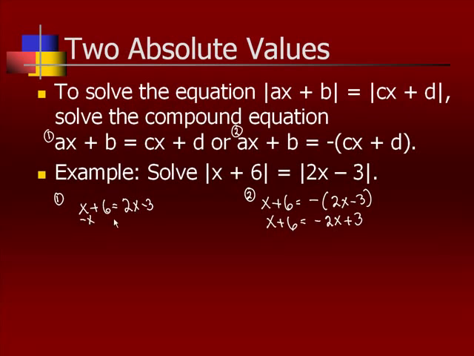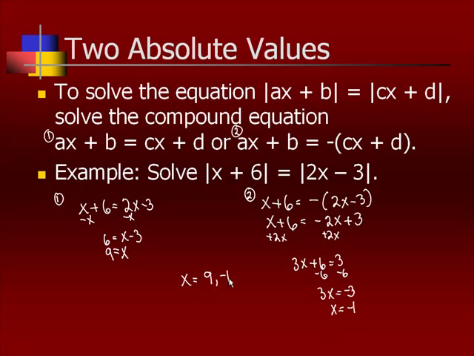First case, minus x, minus x, so we get 6 equals x minus 3. Add 3, add 3, so x is 9. Second case, plus 2x, plus 2x, so we get 3x plus 6 equals 3. Minus 6, minus 6, so 3x equals negative 3. So x is equal to negative 1. So in this case, we have our two solutions, 9 and negative 1.